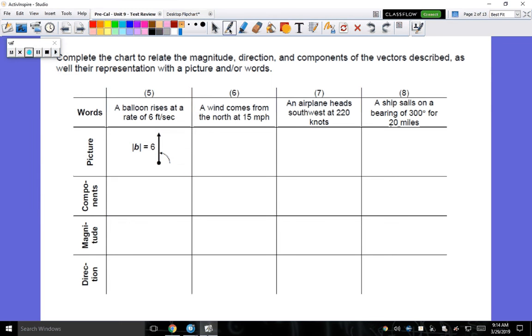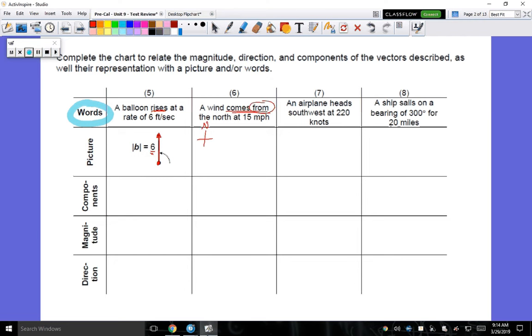Okay, so let's look at 5 through 8 now. It's kind of like 1 through 4, only this time we do have words associated, like real-world examples showing what these vectors will be doing. For instance, a balloon rises at a rate of 6 feet per second. So because rising is insinuating going upward, this is why we show that, and we also show the magnitude being 6 feet per second.